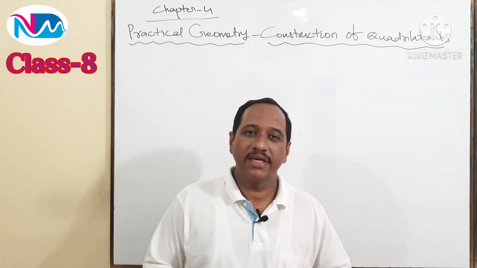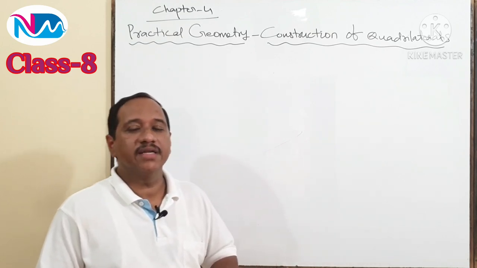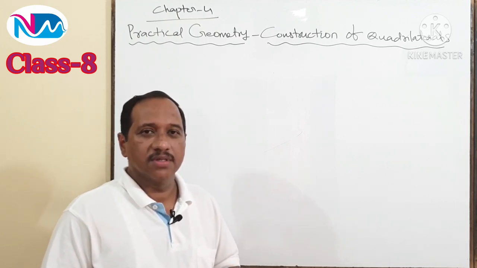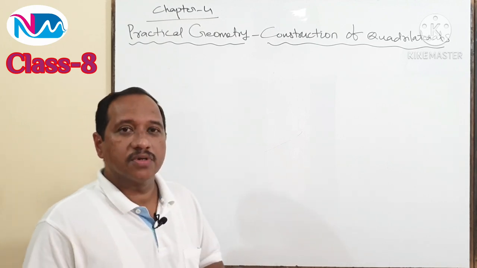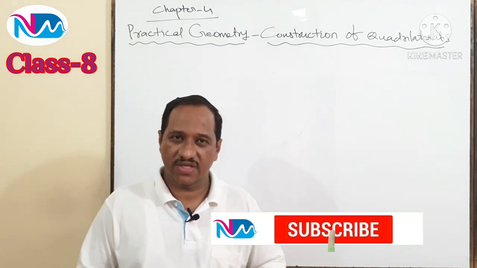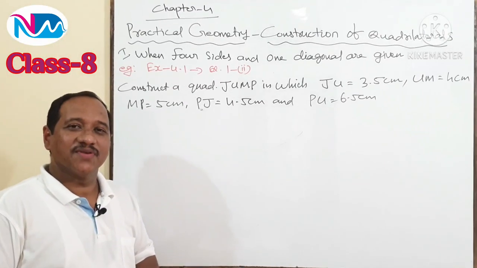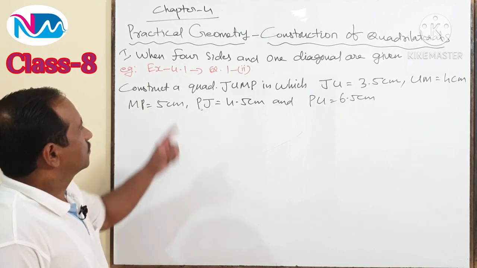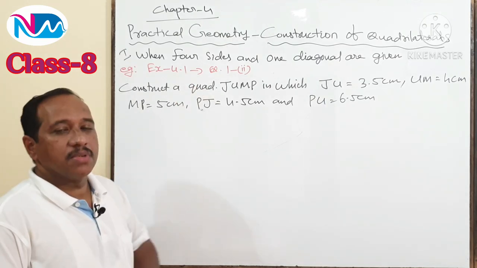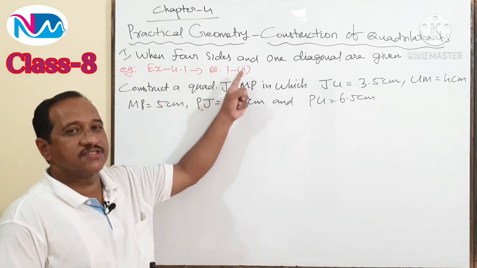Today, I am going to take a lesson, chapter 4, for class 8 students. Chapter 4 is practical geometry, that is construction of quadrilaterals. We have 4 different methods of constructions. We are going to learn one by one. The first method of construction is when 4 sides and 1 diagonal are given. As an example question, I take exercise 4.1, question number 1, second one.